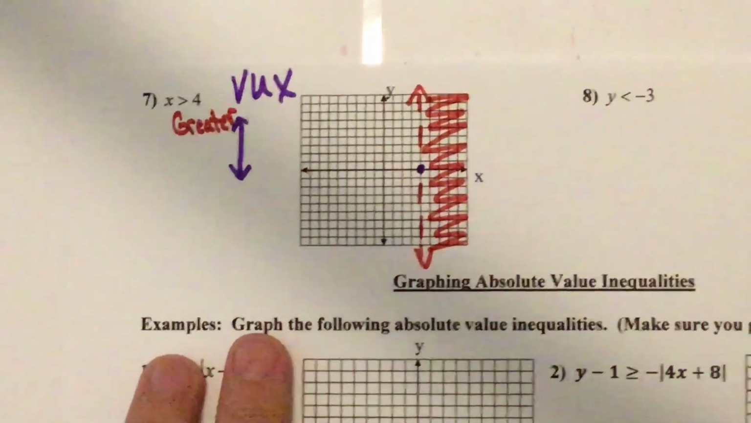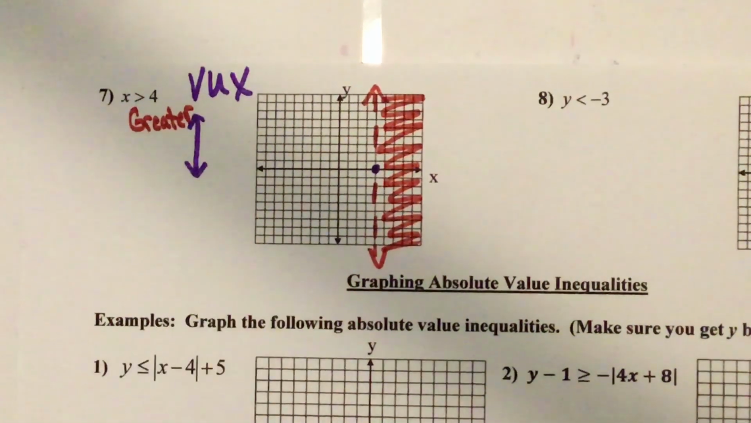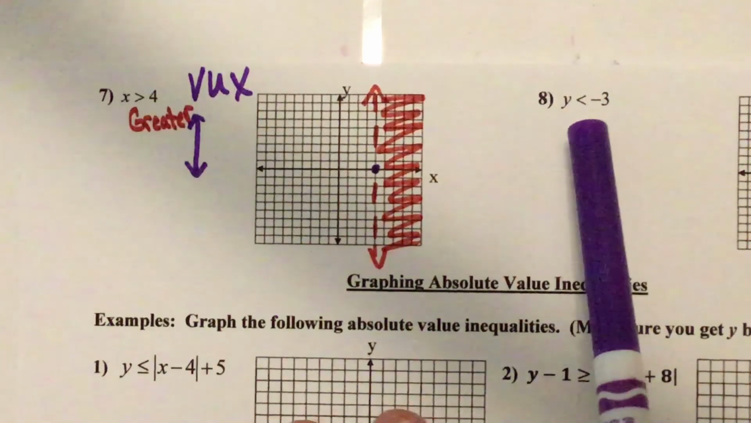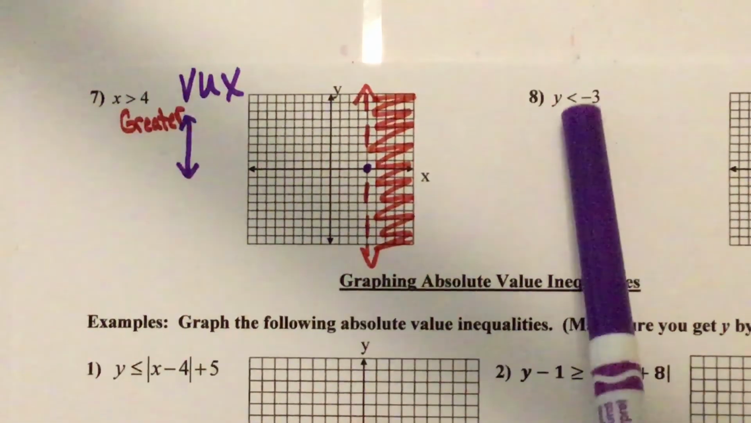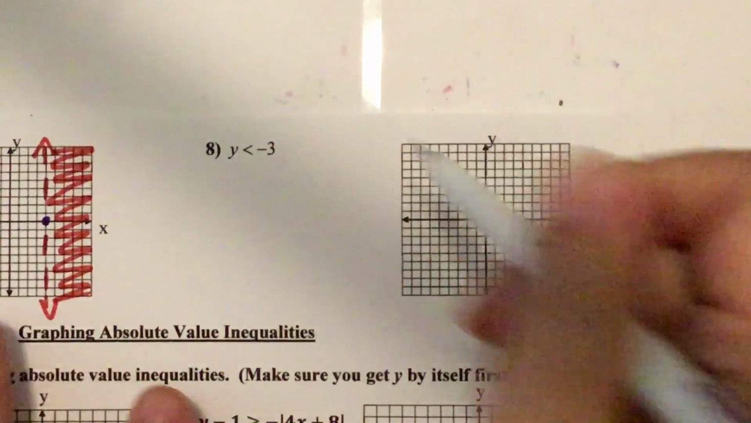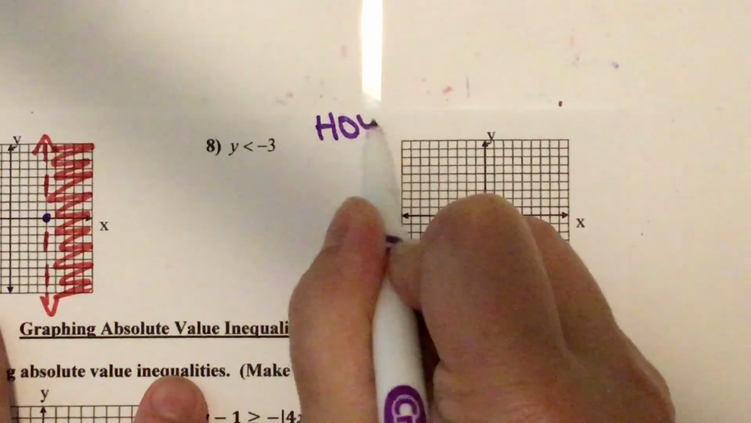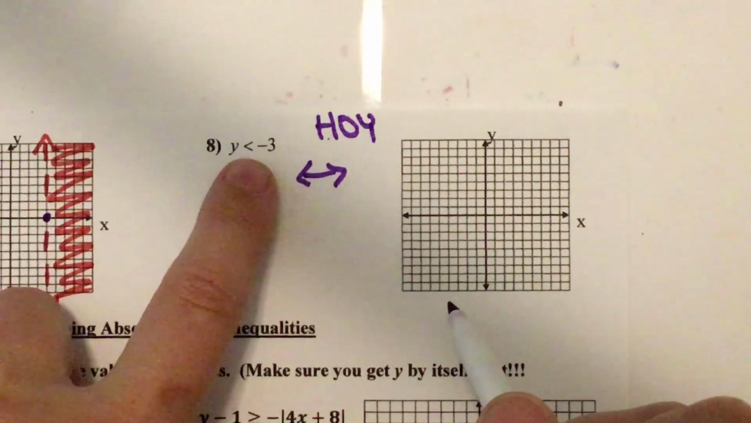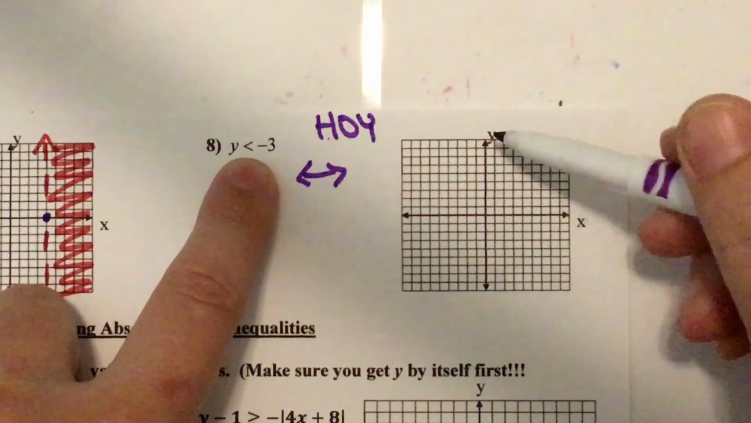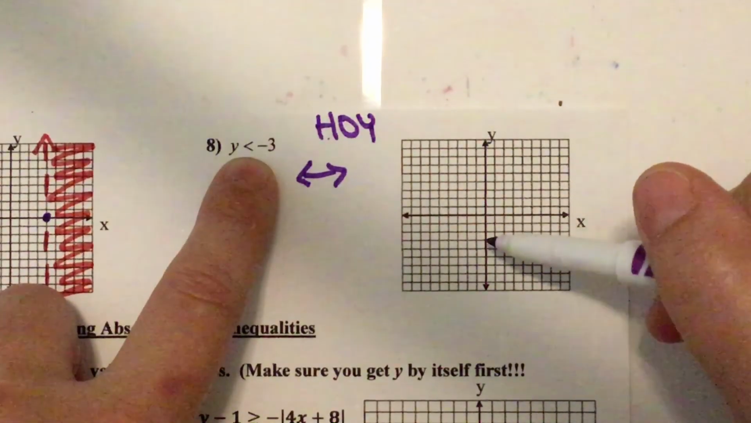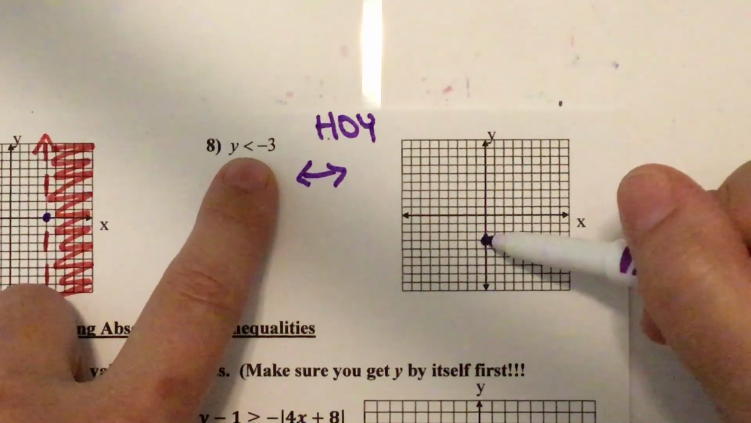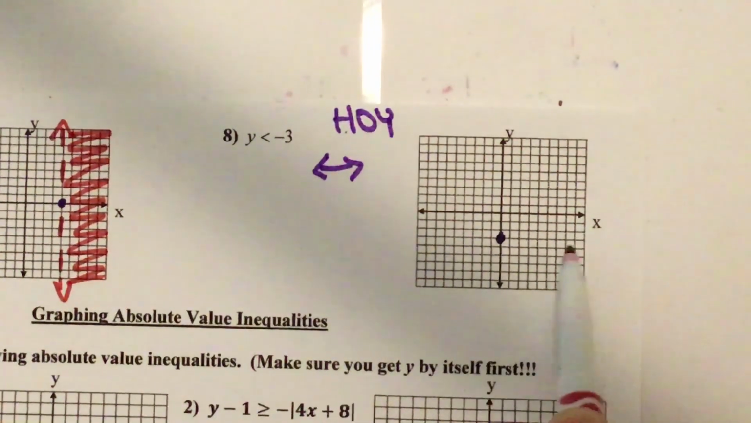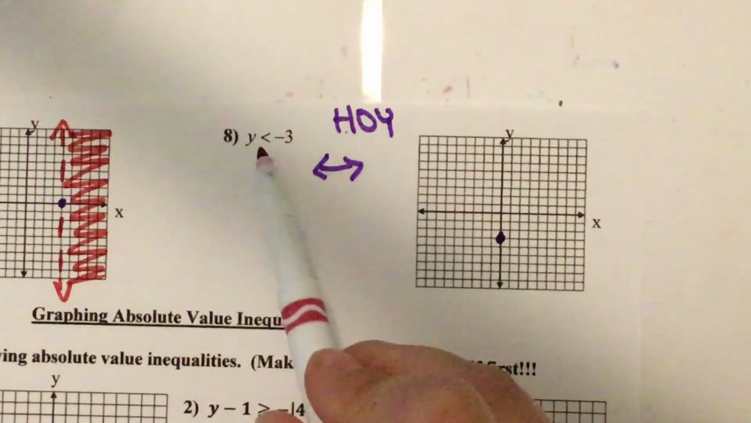Okay, anything you notice about number 8? It's not diagonal either. Remember, x and y makes a diagonal line. So is this hoy or vux? This is hoy. If it's a y, it's hoy. And h stands for horizontal. So first we go to where the y is a -3. Now the y-axis is up and down, so I need to go down. And that's where my y is a -3. And then I need to make myself a horizontal line. Will it be solid or dashed? Dashed, because there's no equal sign.